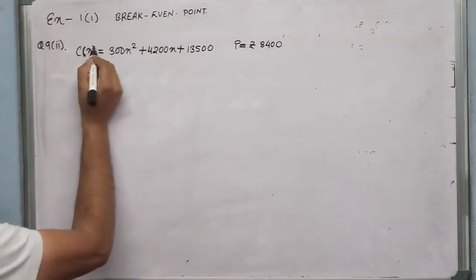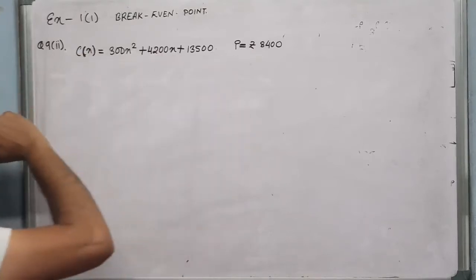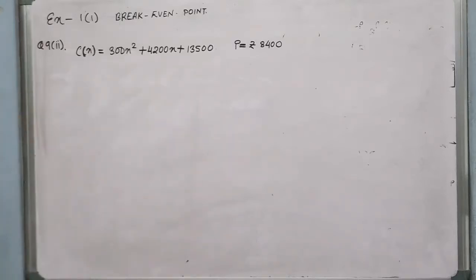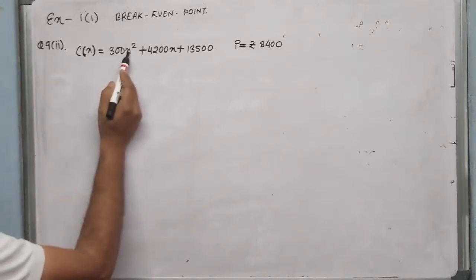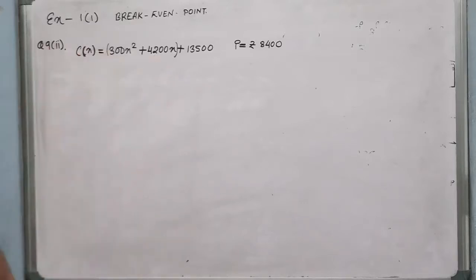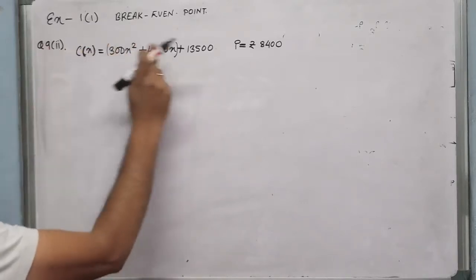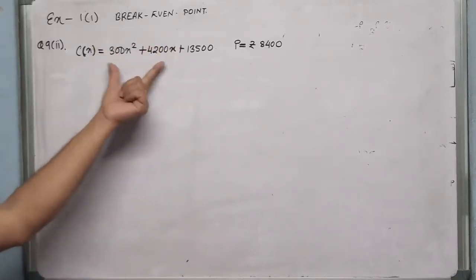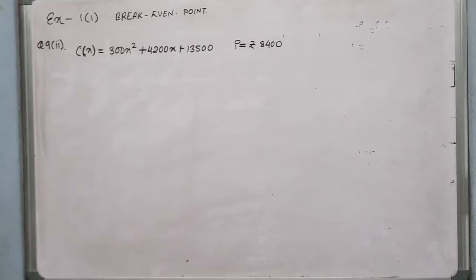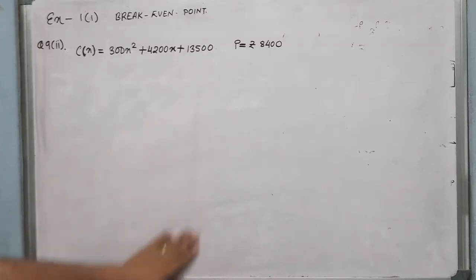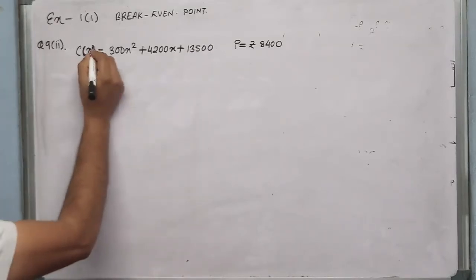If the cost function is given and somebody asks you to calculate the variable cost from this, how to extract the variable cost from this cost function, 300x square plus 4200 into x? This one is the variable cost, and the fixed cost is this. From the cost function you can extract the variable cost and the fixed cost. The x containing terms are the variable cost, and the term which is independent of x is called the fixed cost. An extra thing I have discussed over here.